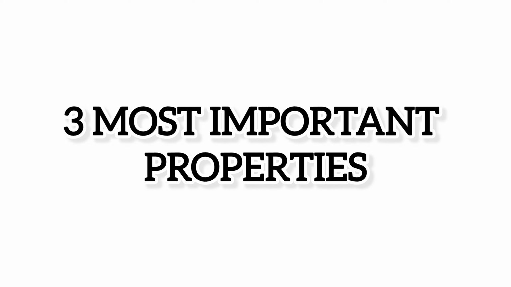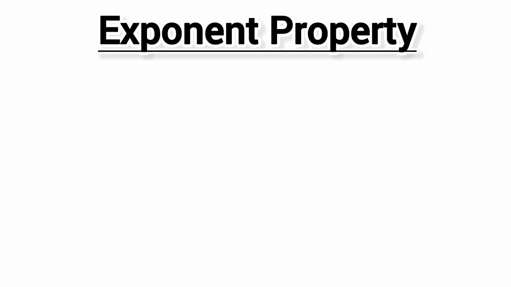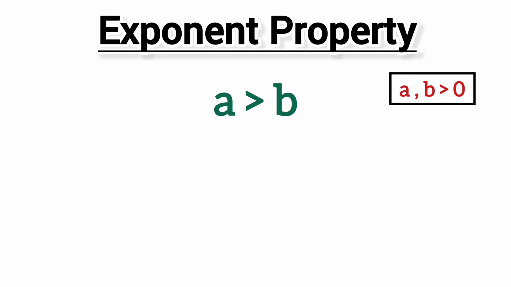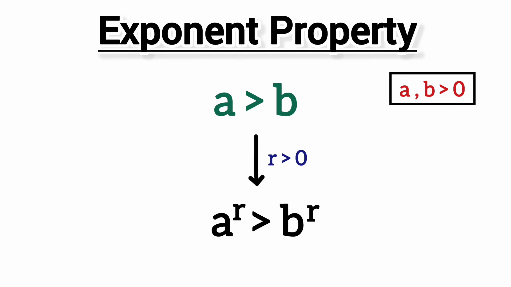And now we are left with three most important properties where many mistakes can happen. So listen carefully. First, exponent property. In exponents, we only talk about positive numbers, so a and b should be greater than 0. In the first case, if a is greater than b and r is greater than 0, then a raised to the power r is greater than b raised to the power r.